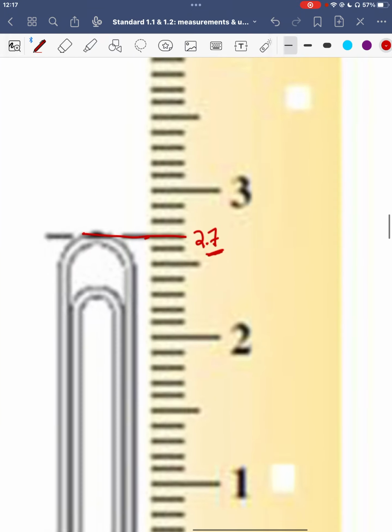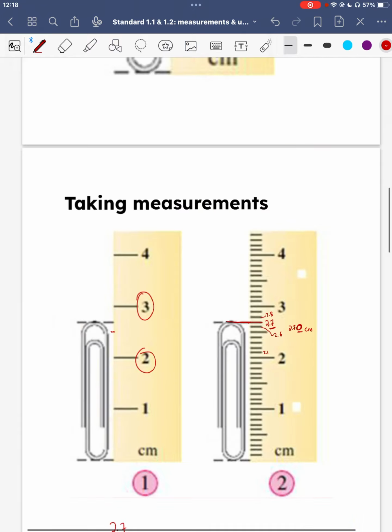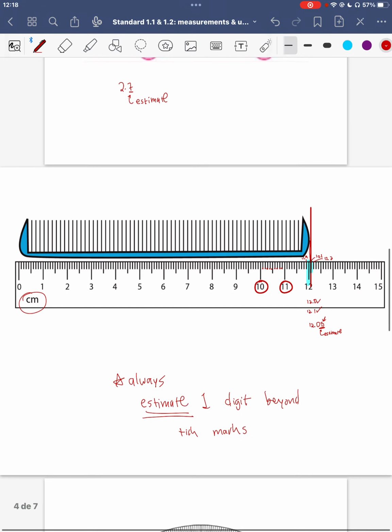Now, in this case, each tick mark is 0.1 centimeters, right? So I have 2.1 centimeters, 2.2, 2.3, etc. I have 2.6 here, 2.8 here, and I already labeled 2.7. In this case, it looks like it's right on the line, and so I'm still going to estimate the last digit, one digit beyond what the tick marks show me. I estimate it to be 0 because the paper clip is right on the line. So I'm always estimating one digit beyond.